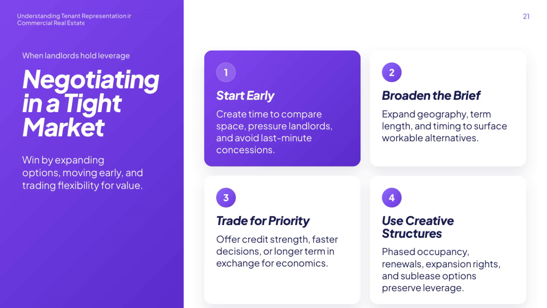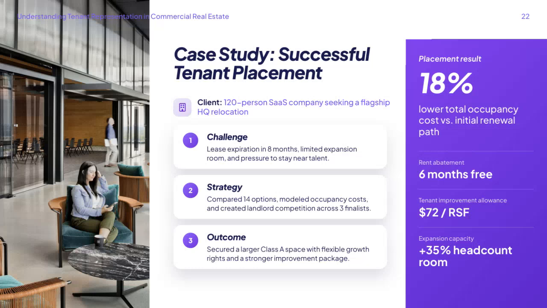By expanding your options early on and being willing to trade some flexibility, you can secure a better outcome despite the landlord's leverage. Here's a case study that illustrates a successful tenant placement for a 120-person SaaS company looking to relocate its flagship headquarters. The challenge was significant. Their current lease was expiring in 8 months. The existing space had limited room for expansion, and there was strong pressure to remain close to their talent pool.